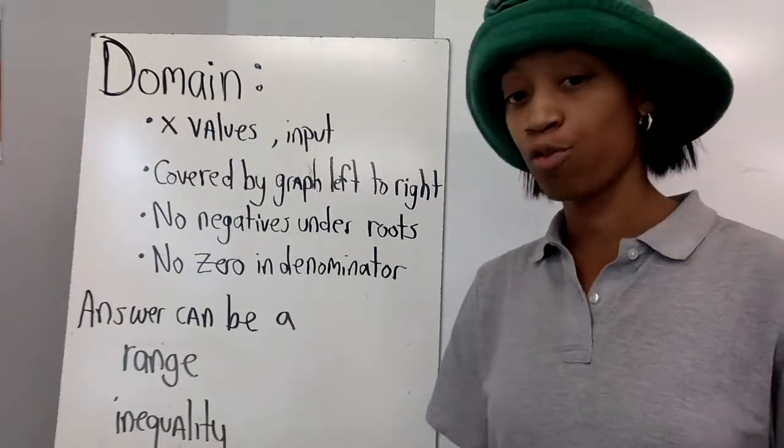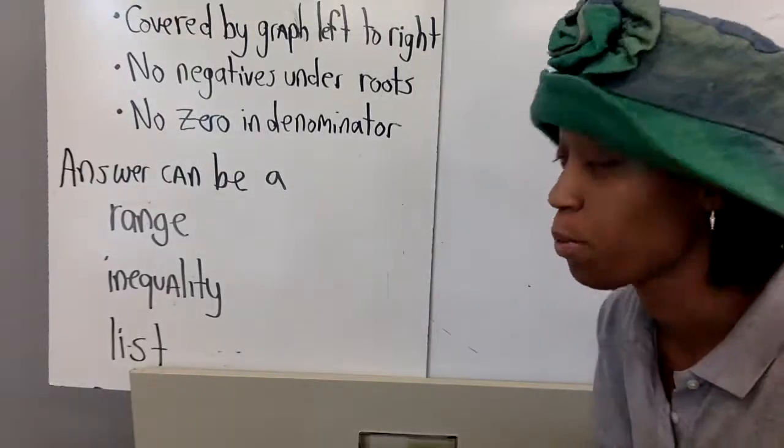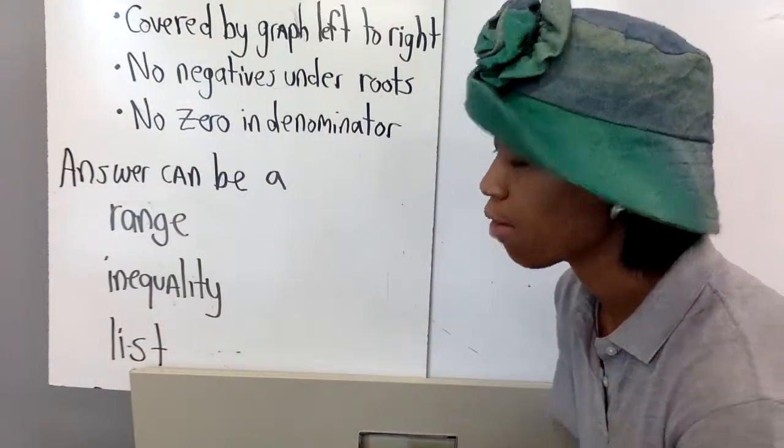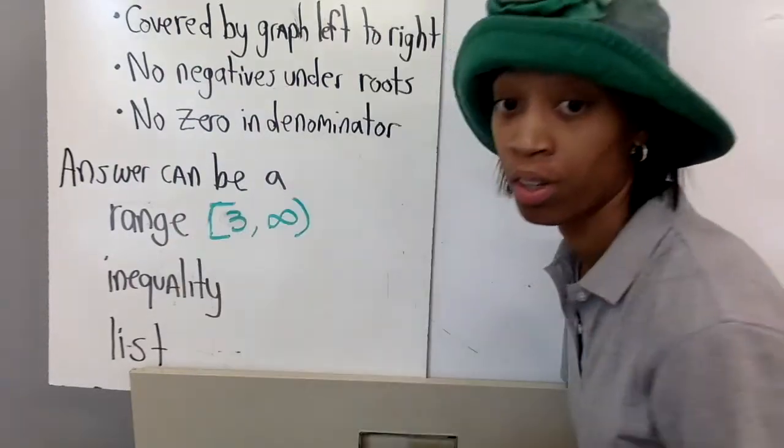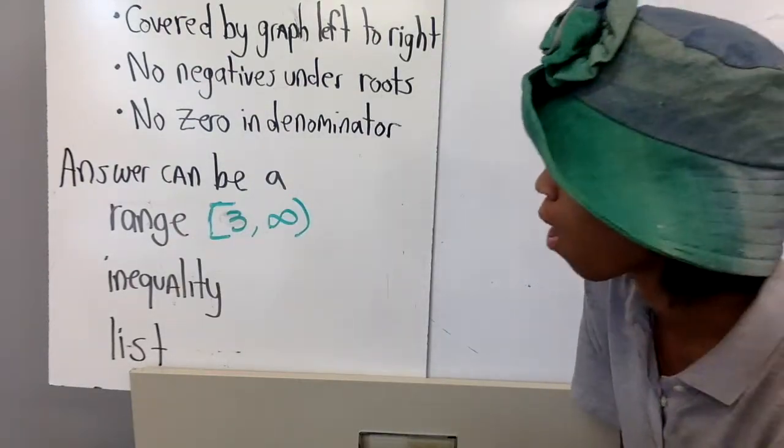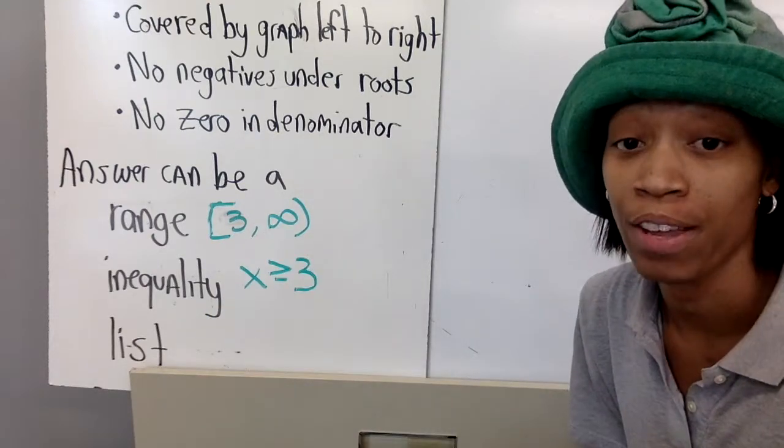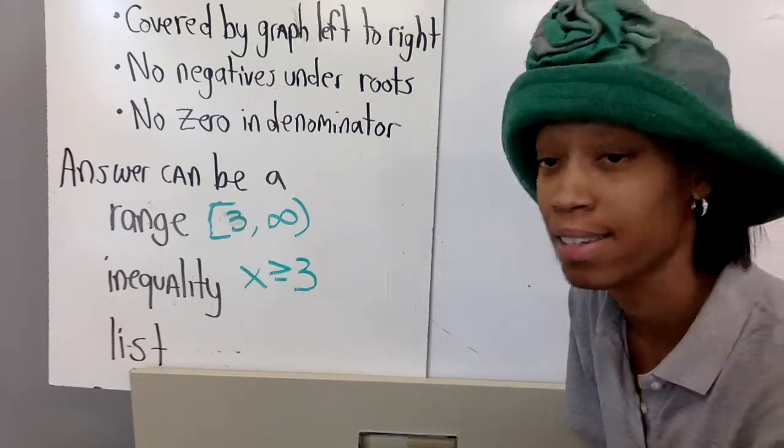When you're writing your answer for the domain, your answer can be written in a couple different ways. You could have a range. You could write your answer as an inequality. Or the answer for the domain could be a list.